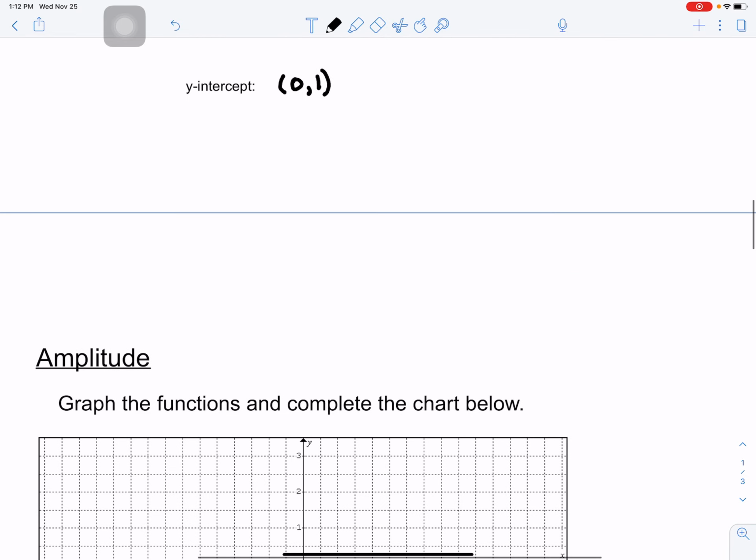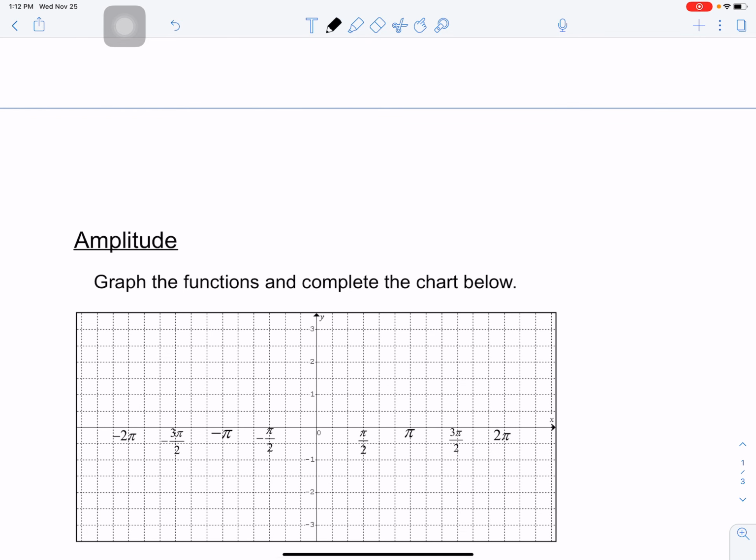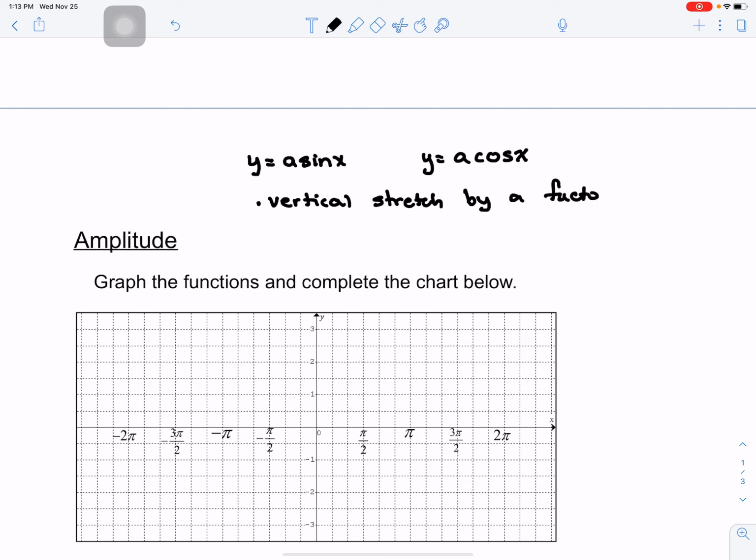Now, we briefly talked about amplitude, and when you think of amplitude, we're taking either our sine function or our cosine function, and we're adding the a value out front. And when we add the a value out front, we're really referring to a vertical stretch by a factor of a. Now I want my a to be strictly positive, so I'm going to put an absolute value around it. About the x-axis, if my a was negative, then we're just referring to the reflection in the x-axis.